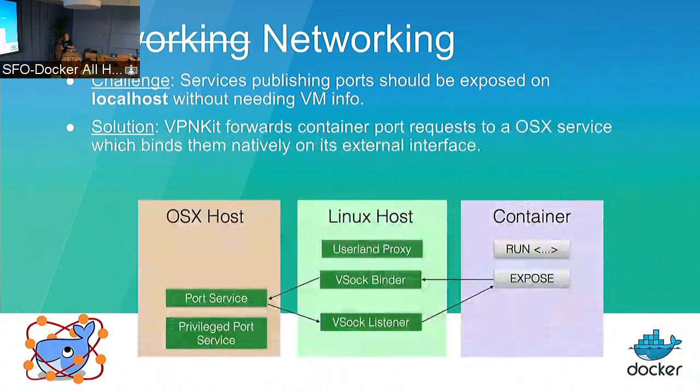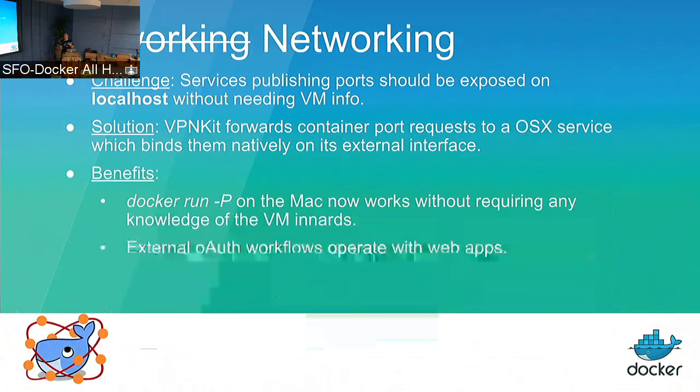The other part of this is getting your localhost working. We wanted an exposed port to also be accessible on the Mac OS X side of things. And once again, VPN Kit has that built in, where we bind the ports to the OSX service and then also listen for any request on those ports. What that allowed us to do is when you did a docker run -p, or mapped an actual port, you could go to localhost 8080, localhost 80, and still see your service.